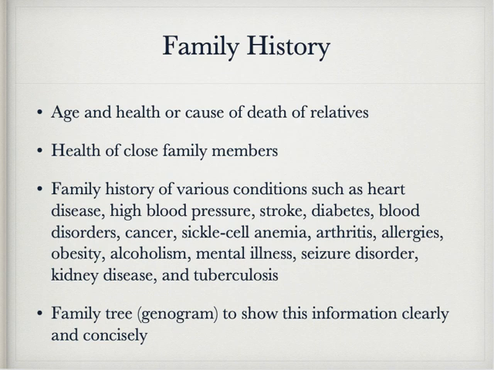But like I mentioned, these are some of the examples of conditions that run in families, such as heart disease, blood pressure, stroke, diabetes, blood disorders, and a lot of cancers. So you always want to know about that. Sickle cell, so hematologic issues, arthritis, that's very common. Allergies do run in families, especially seasonal allergies. Not necessarily medications, but you'll see allergies kind of run in families. Obesity is one, alcoholism, mental illness is a big one, seizure disorders, kidney disease, TB, etc. TB, you look at that as an infectious cause too because of exposure. So you have to really think about that too.